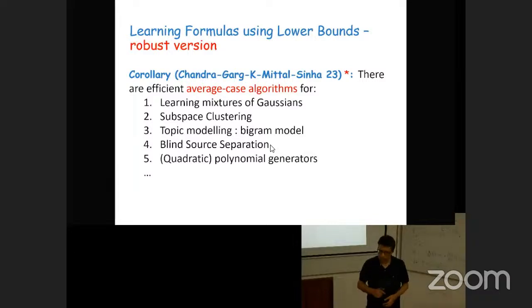Again, let me make one more remark here. Each of these problems, in the worst case, is NP-hard. So if you know about these things in computer science, you can't hope to solve any of these problems for worst case inputs. So these are algorithms which will work for most inputs, but not all inputs.